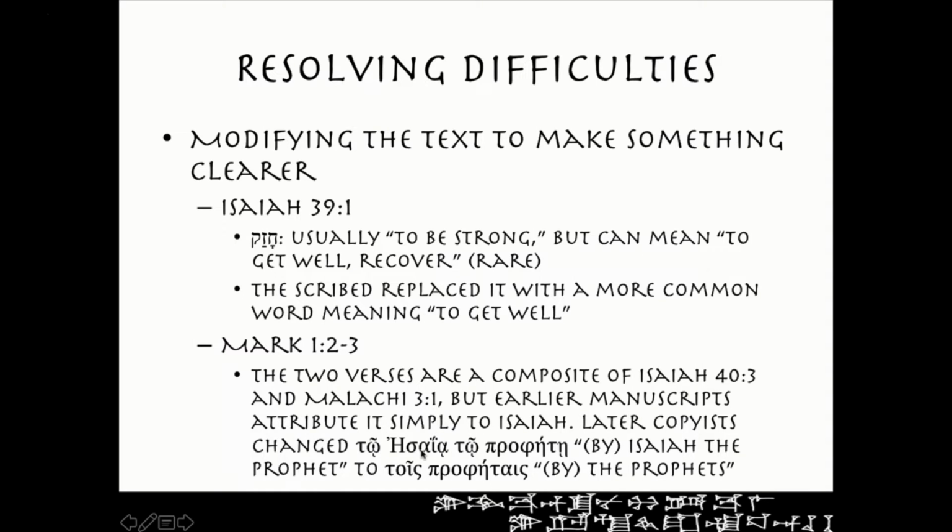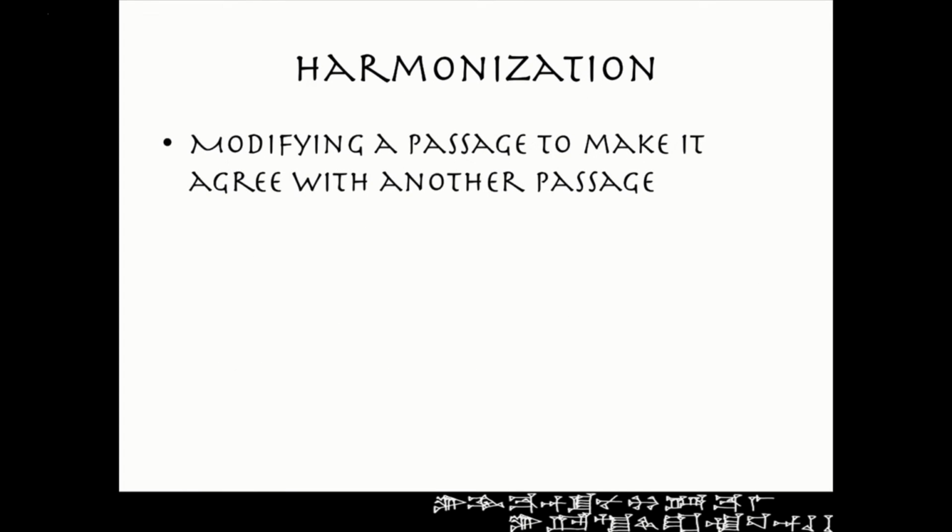Here, this Greek is the older Greek, or the Greek of the older manuscripts, by Isaiah the prophet. It was amended to read by the prophets in general, as opposed to Isaiah, so that it would actually make sense in the context. So resolving a difficulty, changing the text. Harmonization, modifying a passage to make it agree with another passage.